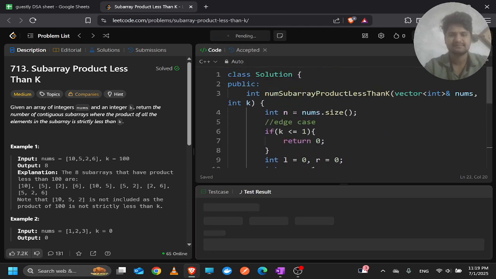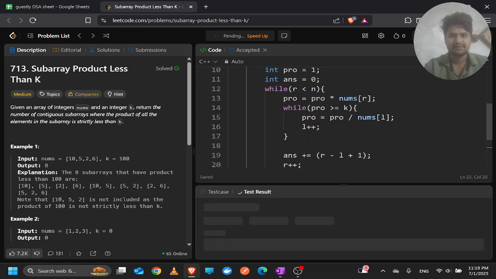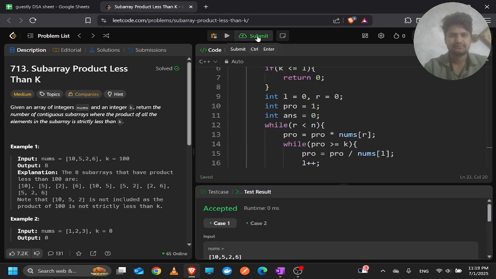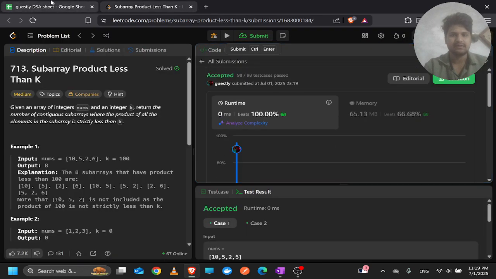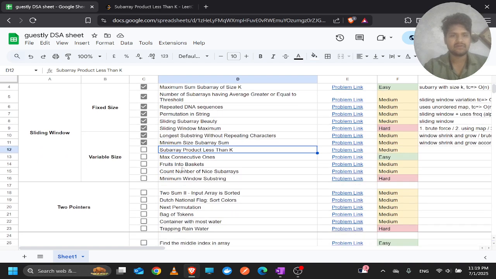Let's submit this. It's very easy, but you have to solve a decent amount of questions to understand it, so that whenever you see an unseen problem that you haven't faced before, you quickly recognize that this problem is going to be solved using a variable size sliding window.